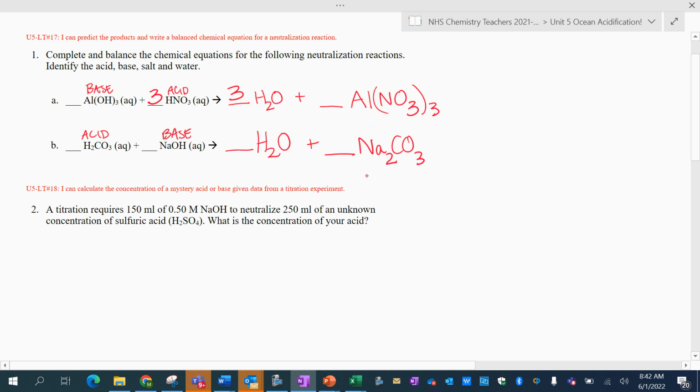Now I need to balance. I've got 2 Na on the right, so I need a 2 over here. And then I've got 2 H's here plus another 2 H's here. That makes 4 H's, so I need a 2 in front of the H2O. Now I'm fully balanced.